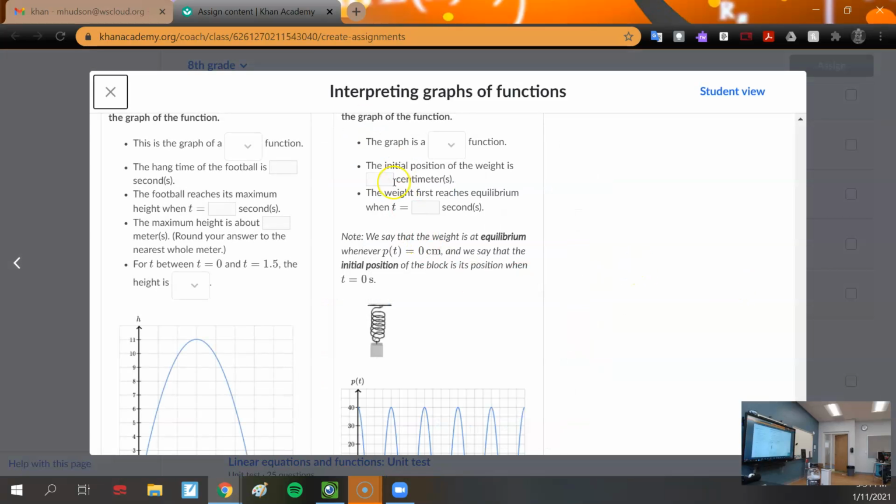So we look at the question. It says the graph is a nonlinear function, right? The initial position of the weight is 40, because that's where it starts. Excuse me, the weight first reaches equilibrium. Note, we say that a weight is at equilibrium whenever P of t equals 0 centimeters.